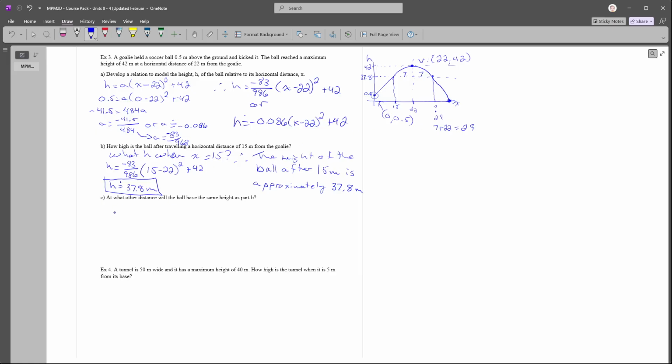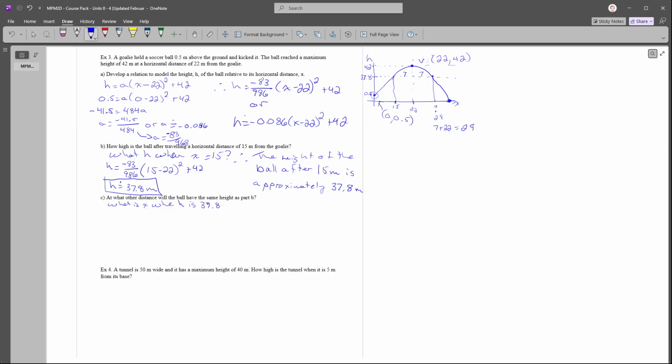So the question breaks down to, what is x when h is equal to 37.8? What we're seeing is that x is going to have two possibilities. We see it's at 15, but then we just go to the other side and we get the 29. That is, again, the easiest way to do it. Alternatively, we could just do the math, okay?